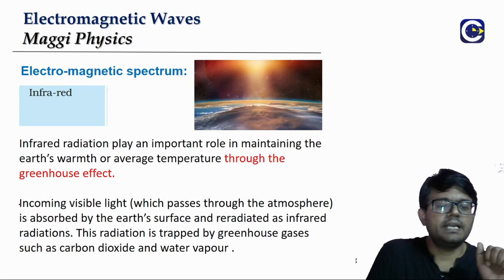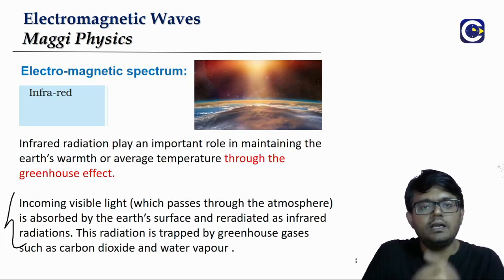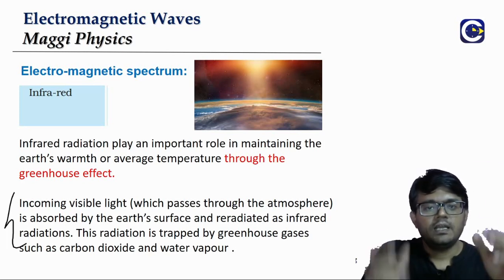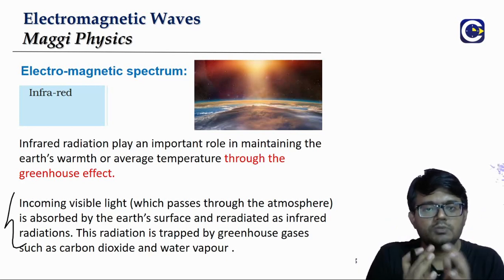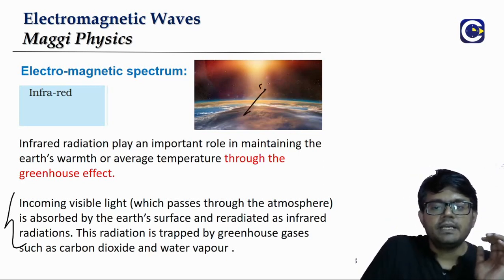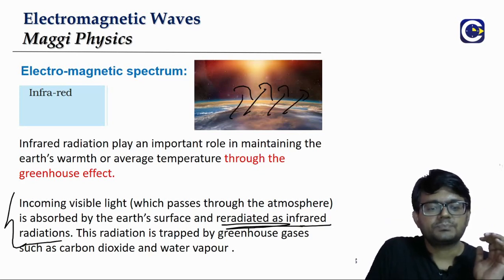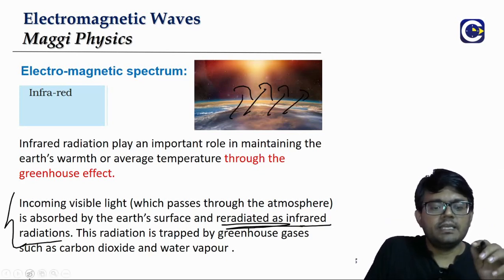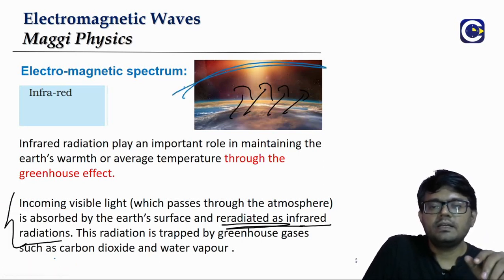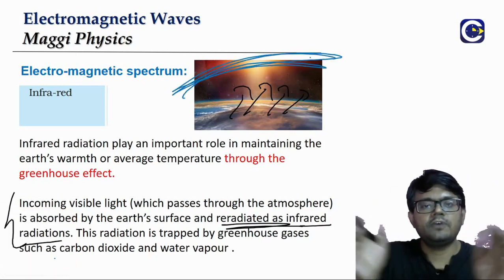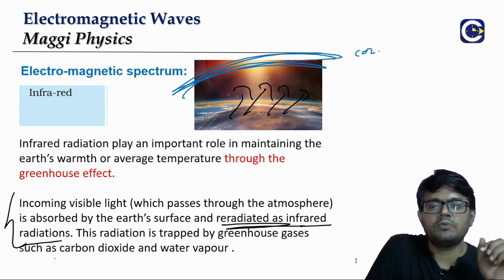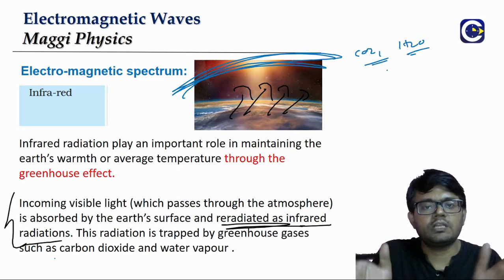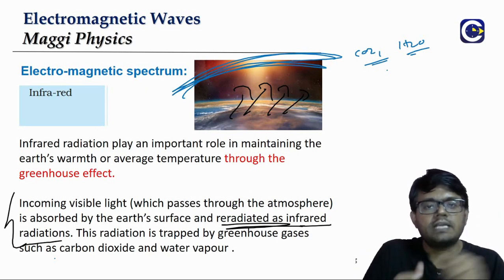ஏன்னா when visible light is coming to the earth from the atmosphere, the earth will absorb the radiation. Absorb பண்ணிட்டு it will re-radiate infrared. அந்த infrared will not be allowed to escape. It will be absorbed by the layer of atmosphere. Atmosphere குள்ள CO2 இருக்கும், water molecules இருக்கும், இதெல்லாம் we call them as greenhouse gases அப்படின்னு சொல்லுவோம்.